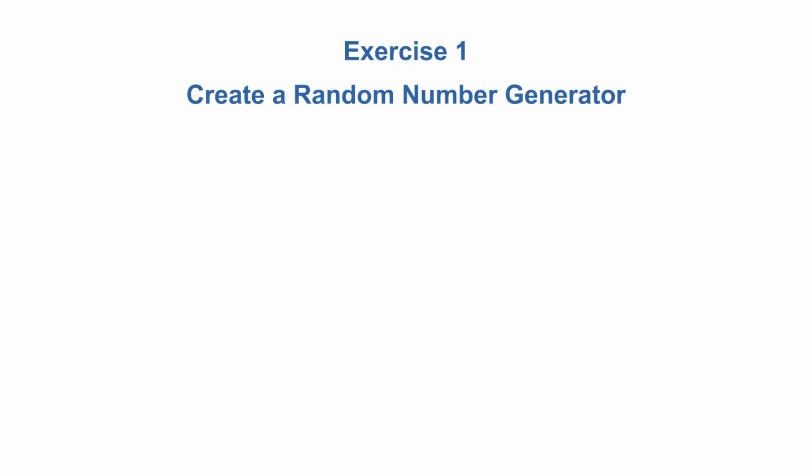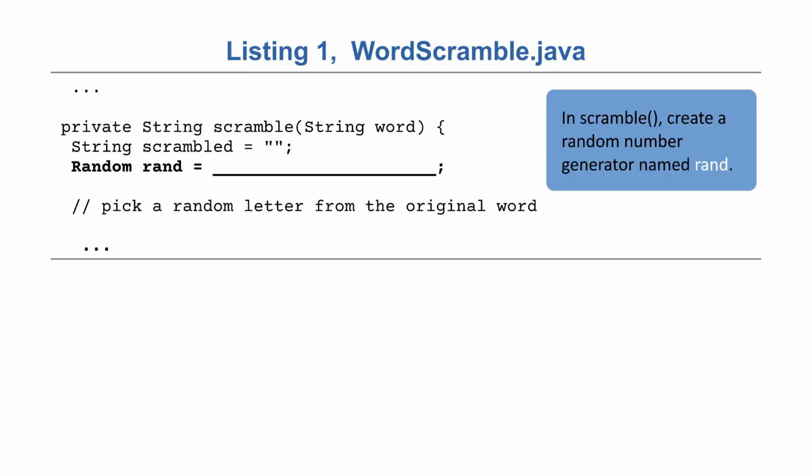Let's start by creating a random number generator like you did in lesson TG9.2, Guess My Number, Generate Random Numbers. Exercise 1. Create a random number generator. Pause the video if you need more time in any of these exercises. If you want to see how I would complete any of the listings, please refer to the completed listings at the end of this video. In Scramble, create a random number generator named rand.